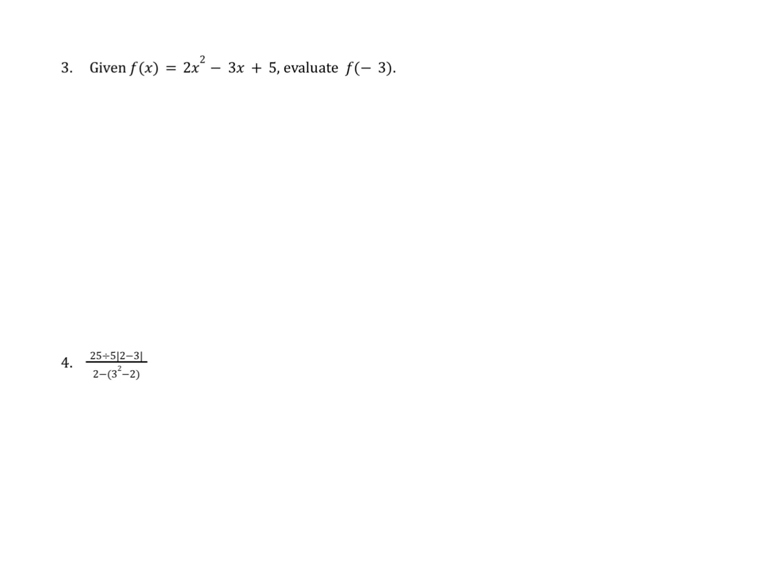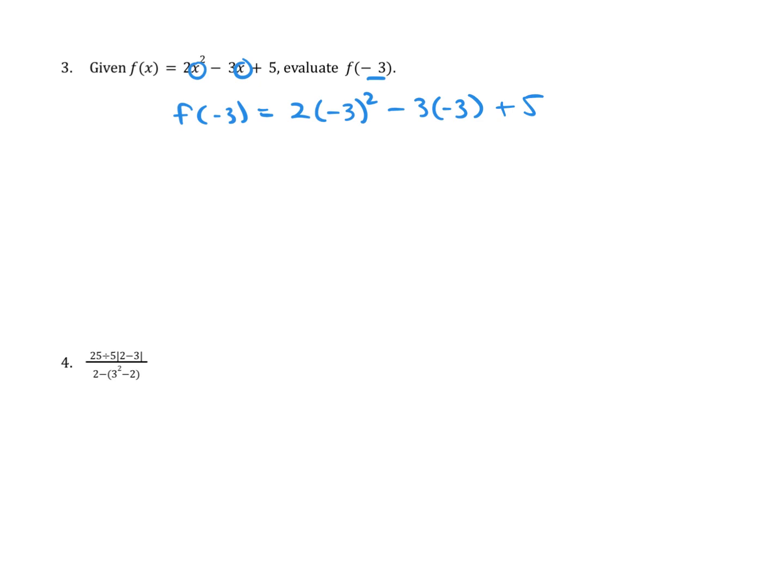In this next example, we have to evaluate a function. We are plugging -3 in for x. So f of -3 means we replace these x's with -3. So we get 2. I'm going to use parentheses when I plug in that -3 before I square it. Minus 3 times, again, in parentheses, -3 plus 5.